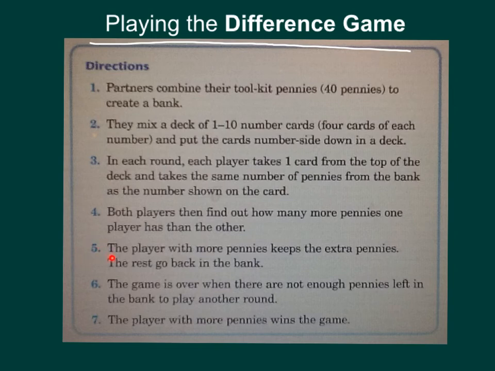Number 5, the player with more pennies gets to keep the extra pennies. All the pennies that matched go back into the bank, but the player who had more gets the extras. And you keep playing. The game is over when there aren't any pennies in the bank to play another round. And the winner of the game is the player with more pennies.